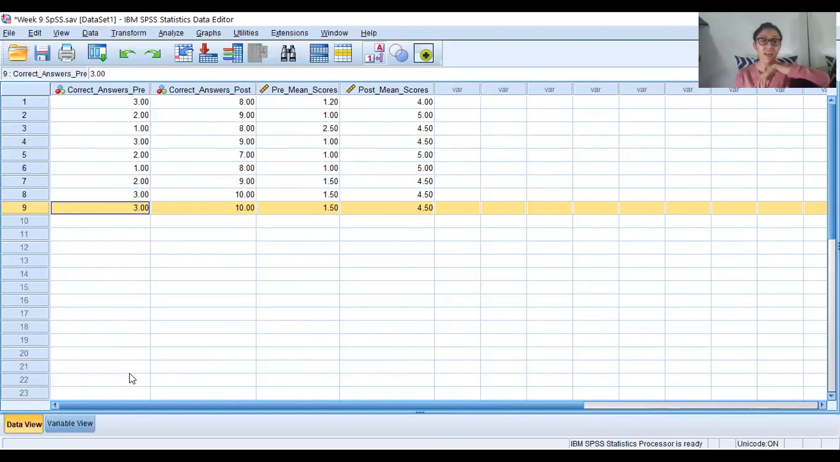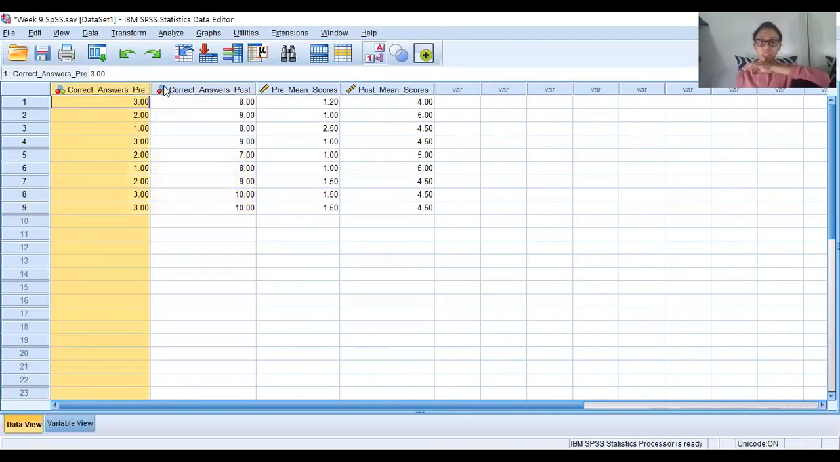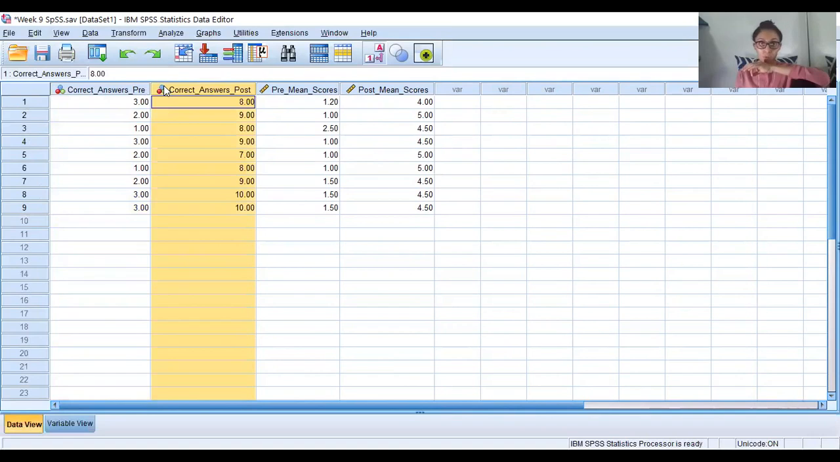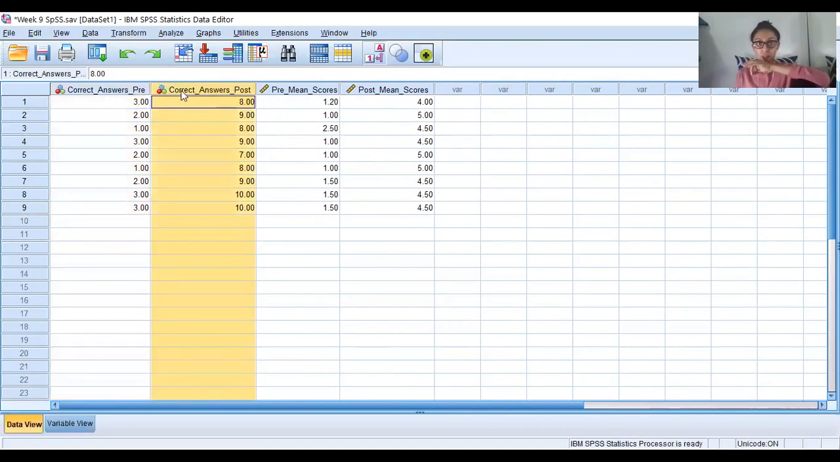As I said, you will have at least 27, 28 participants, something like that, okay? So I hope this is very clear. These two columns are from section 2. This is pre-intervention correct answer. This is post-intervention correct answer. This is 3 out of 10. This is 8 out of 10. This denominator will be different for all of you depending upon the number of items you have in your section 2.